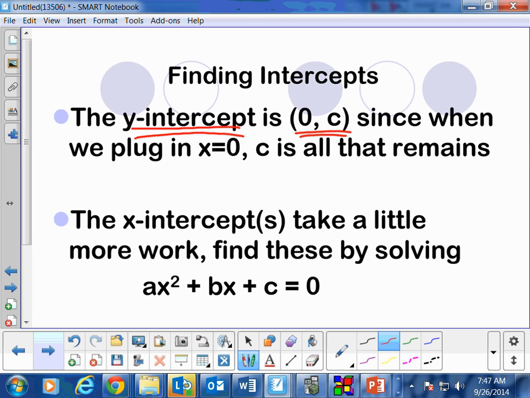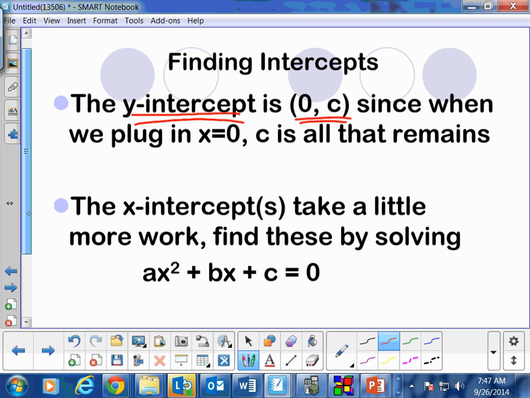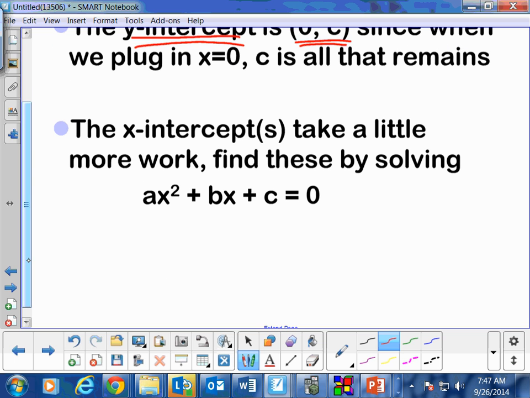Now the x-intercepts take a little more work, finding these by solving x squared plus bx plus c equals 0. One thing we're going to do to find x-intercepts, you could do it either by factoring. The method will be by factoring and saying, okay, when does this equal 0? Another method we'll have is also the quadratic equation. So you may want to write this down.